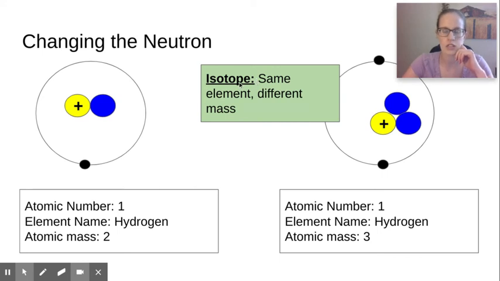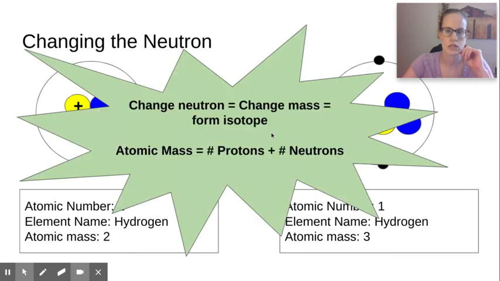This is called an isotope. We'll get into more on this later, but an isotope is the same element, but it has a different mass because it has a different number of neutrons. So if you change the number of neutrons, you change the mass. As long as you don't change the atomic number, then you haven't changed the type of element. If you just change the neutrons without changing the protons, you change the mass. And in doing that, you make an isotope. To find the atomic mass, you'll take the number of protons plus the number of neutrons.